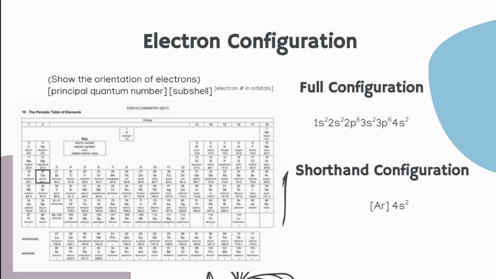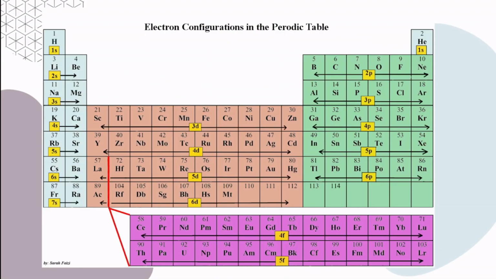How we write electron configuration is by having a principal quantum number, the subshell we are in, and as an exponent, the number of electrons in the orbitals. So, for example, if we look at hydrogen in the top left, that would be 1s1, right? It's pretty simple. Then we move on to helium, it would be 1s2, because we move from 1 electron to 2 electrons. Then lithium would be 1s2 2s1.